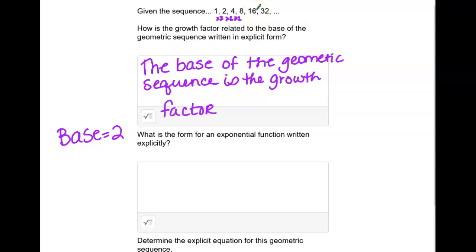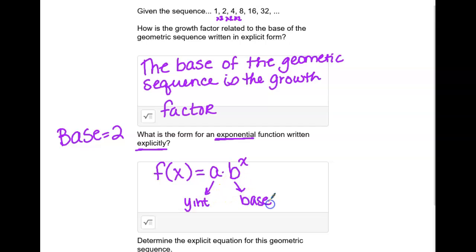Okay, so what is the form for an exponential function written explicitly? If it's an explicit function, and again, this is an exponential function written explicitly, this means f of x is equal to a times b to the power of x. A is your y-intercept, and b is your base. Okay, so the explicit equation for this geometric sequence would be f of x is equal to 2 to the power of x.